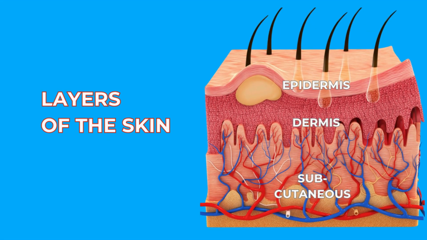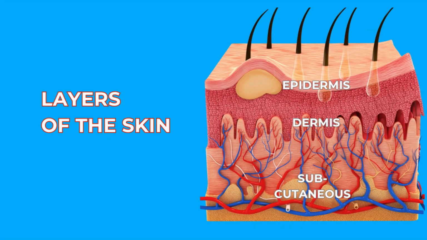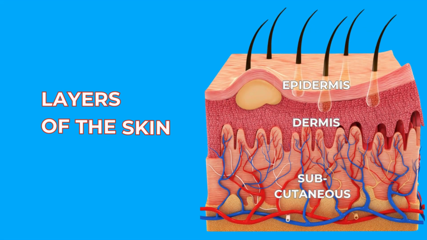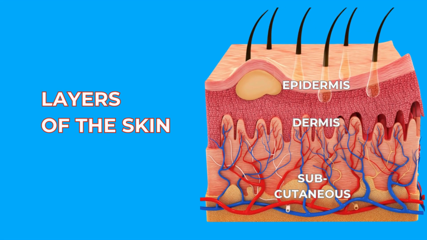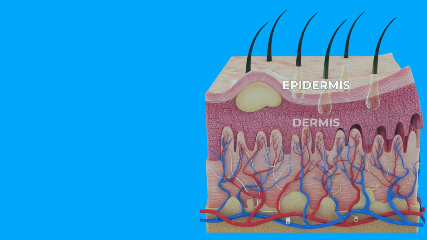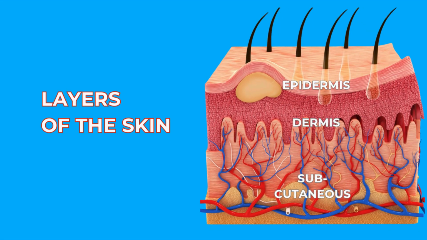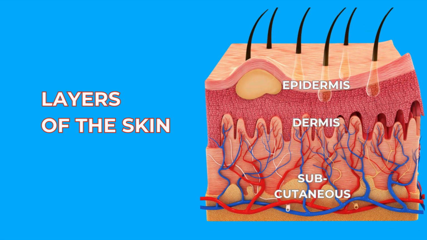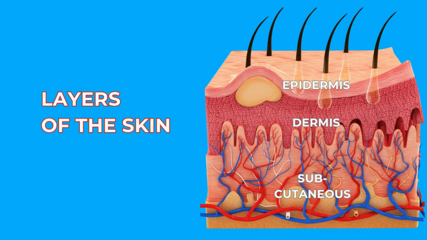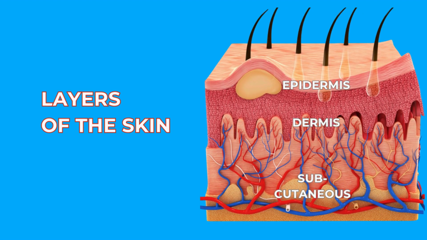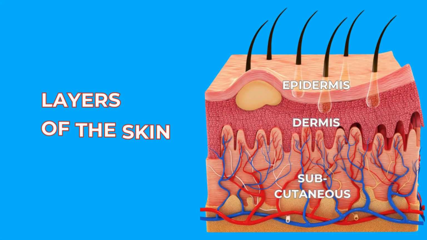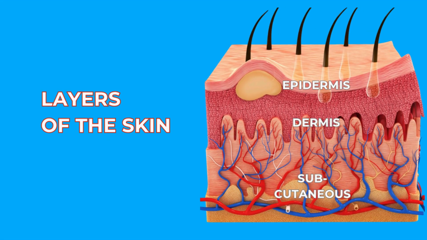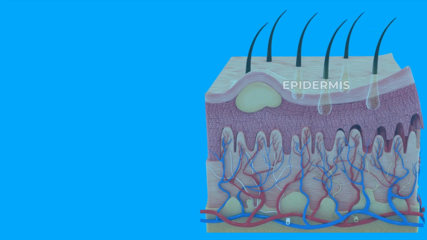The dermis is deeper. This is where collagen, blood vessels, and hair follicles are found. Many laser treatments work by reaching this layer to stimulate collagen, reduce vessels, or affect hair follicles. The subcutaneous layer is the fatty layer below the dermis. Most aesthetic lasers do not directly target this layer, but some energy-based devices may affect deeper tissue.